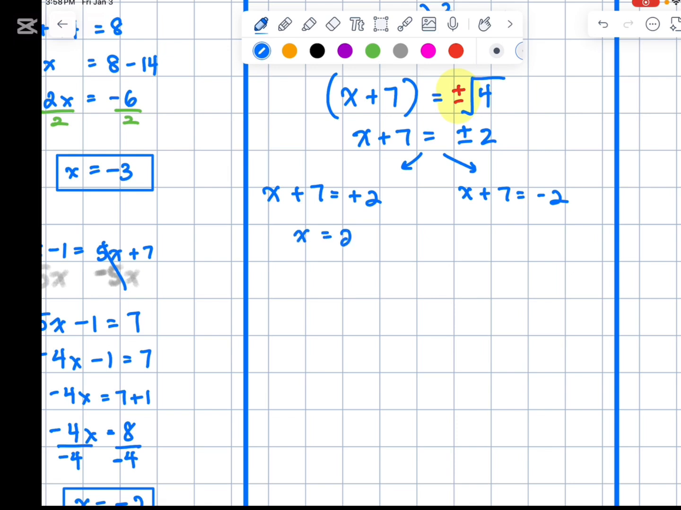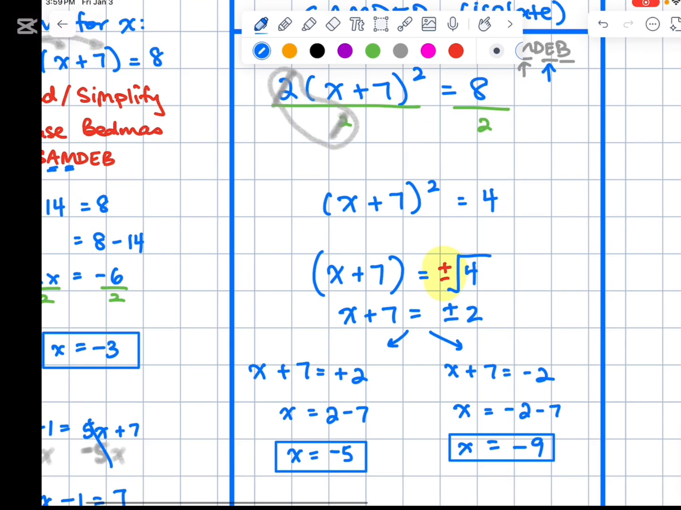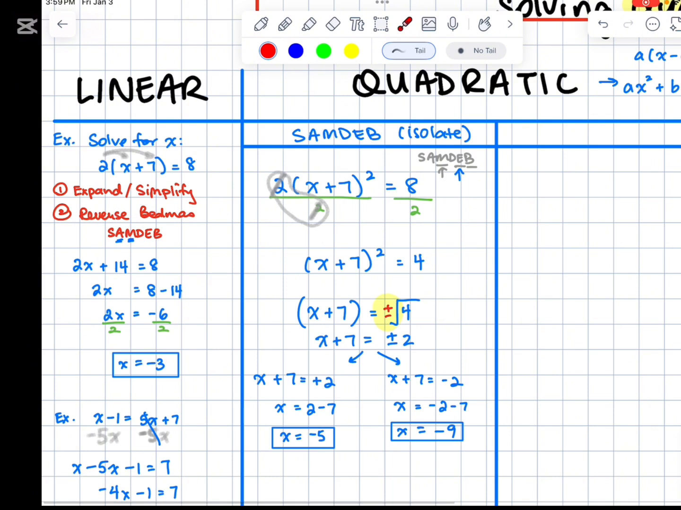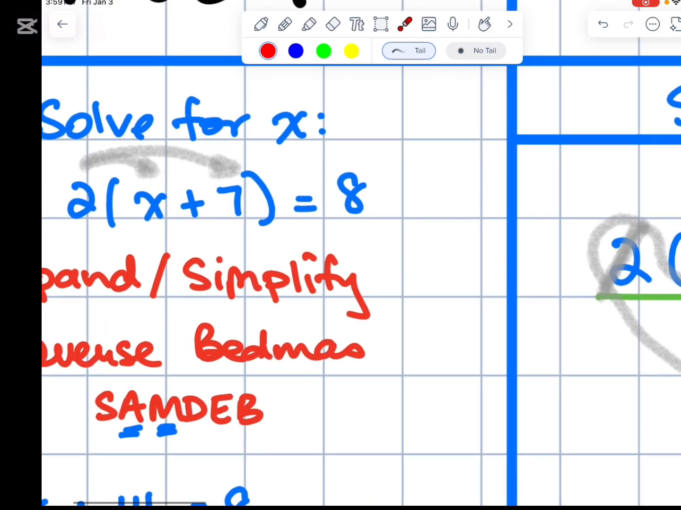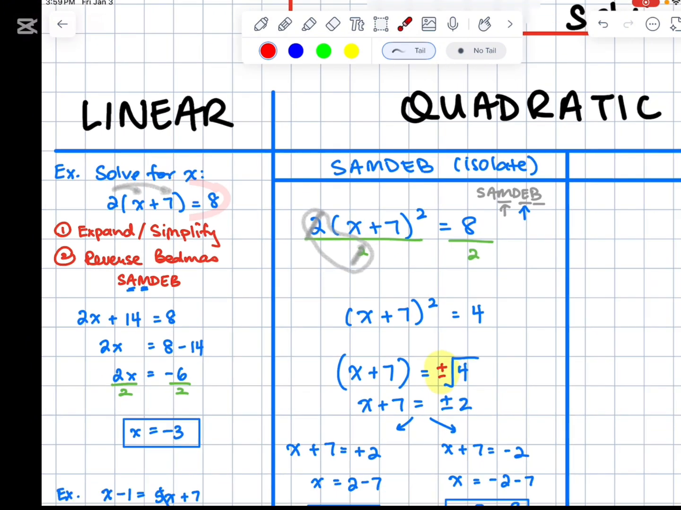So I'm going to subtract 7 from both sides now. I get negative 5. And over on the right-hand side, I'm going to subtract 7 from both sides again, and I get negative 9. So when you have a quadratic, and I know it's a quadratic because ultimately if I expanded this, I get an x squared. If it's in this format, I could just go straight to SAMDEB. Just like how with a question like this, technically I could have gone straight to SAMDEB.